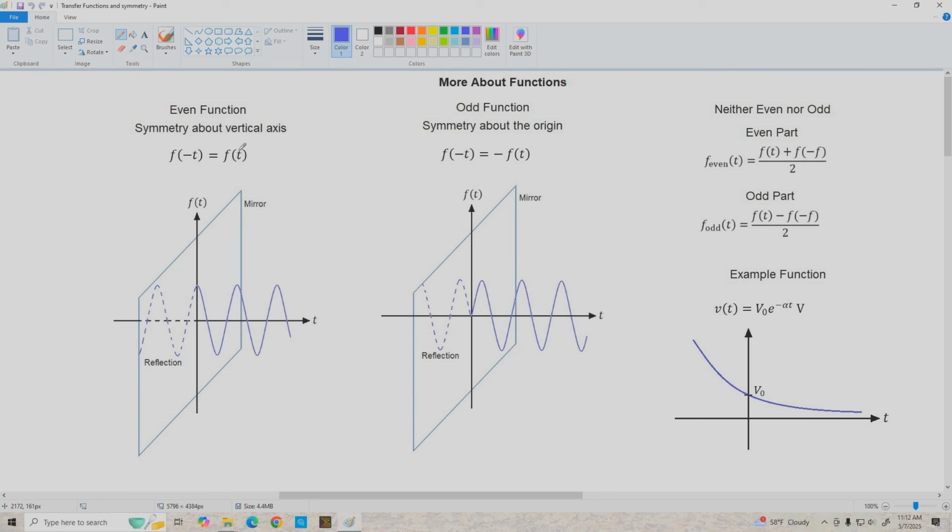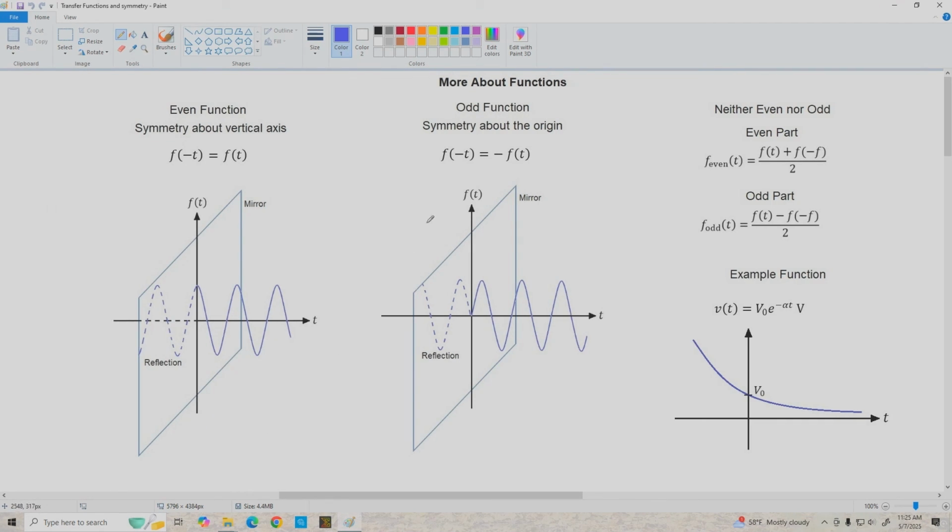Now, that's a little hard to relate to sometimes, so a way to think about it is if we have an even function like a cosine waveform, if we place a mirror right here on the vertical axis and we reflect that waveform on the mirror and look at its image, it's a perfect continuation of the function as we have shown here.